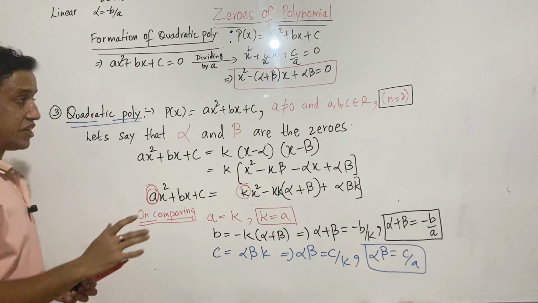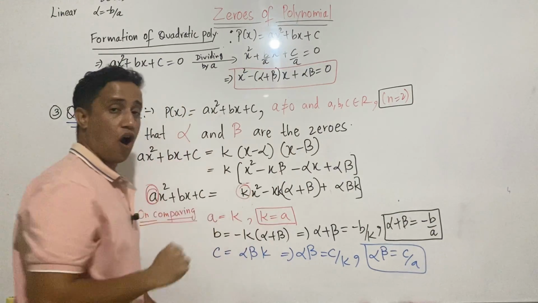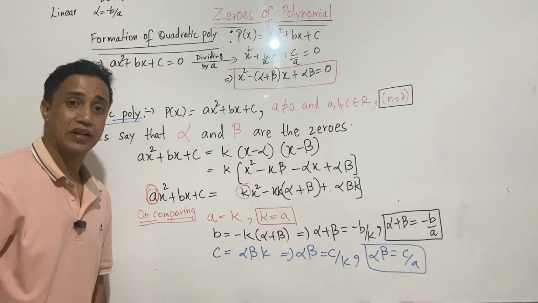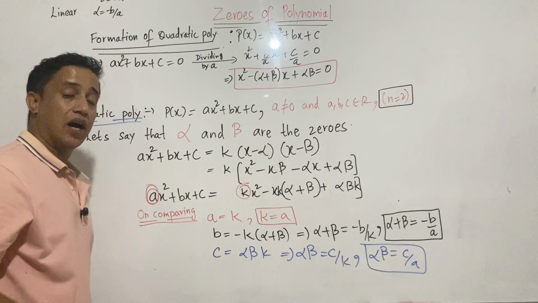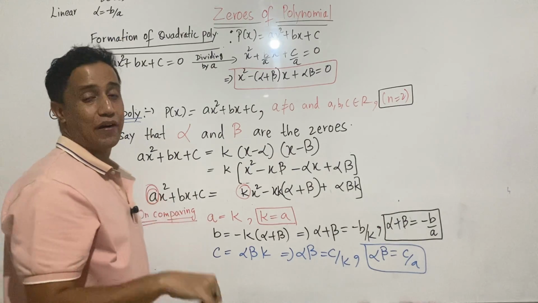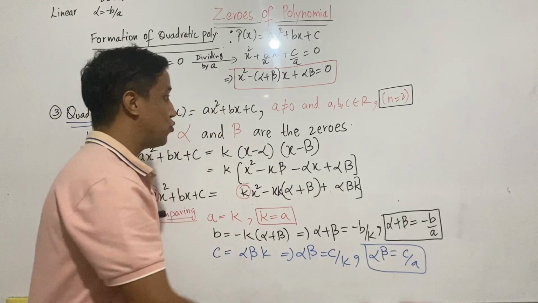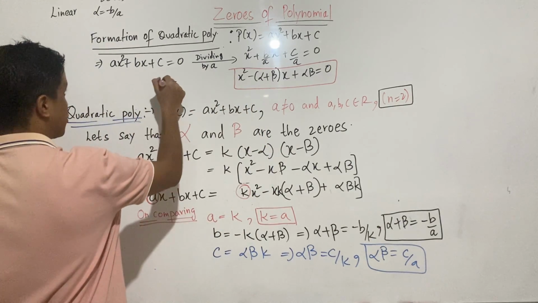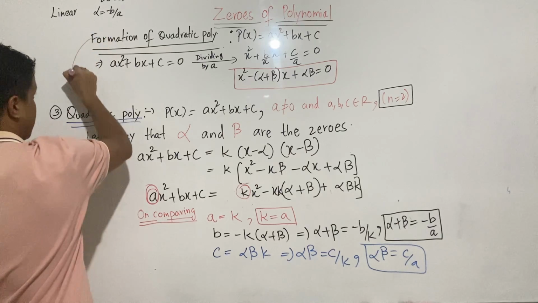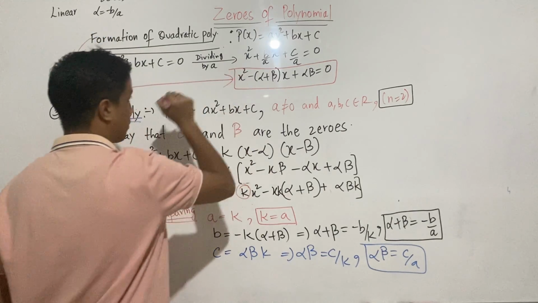if you are given the zeros of a quadratic polynomial expression, you can make a polynomial expression out of it. You just need to remember this. This is the formation of quadratic polynomial.